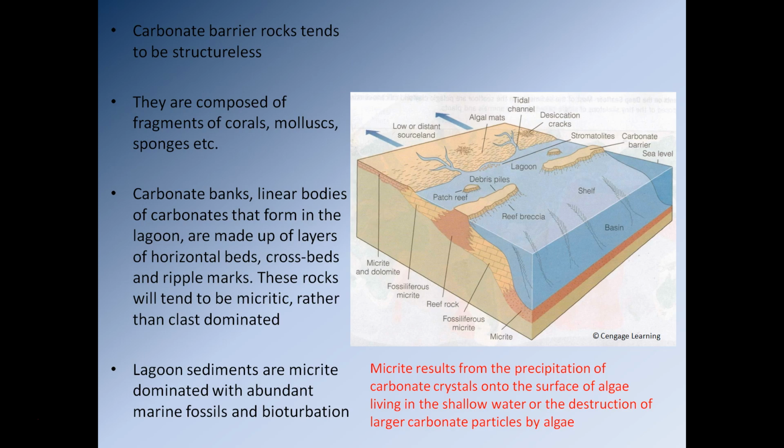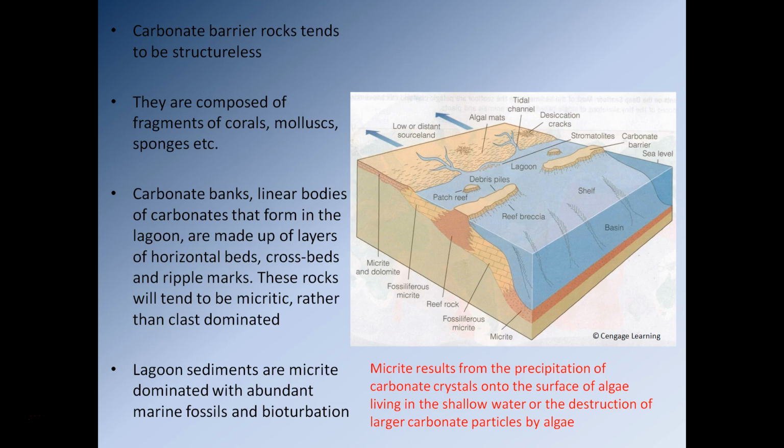And when we find there's micrite that's been exposed, we can sometimes get mud cracks. Now, in most carbonate lagoons, the most common type of carbonate material we get is micrite. So lagoon sediments are often micrite dominated, but you will obviously get abundant marine fossils and bioturbation.